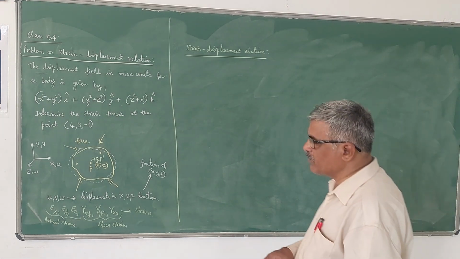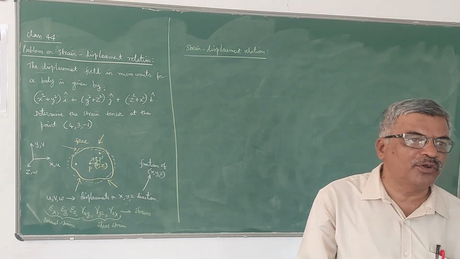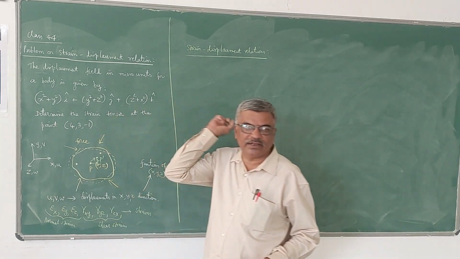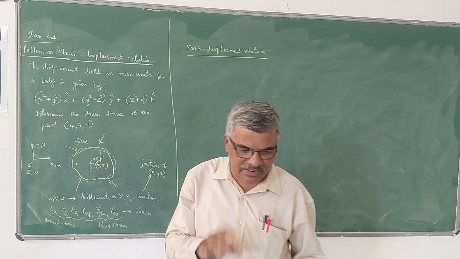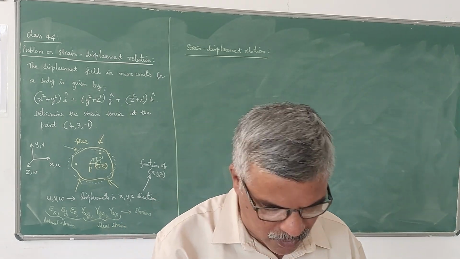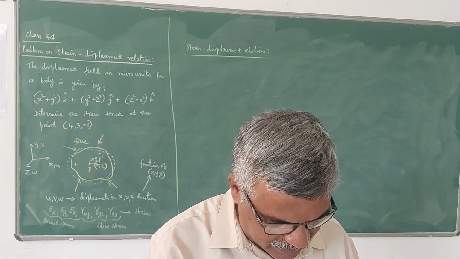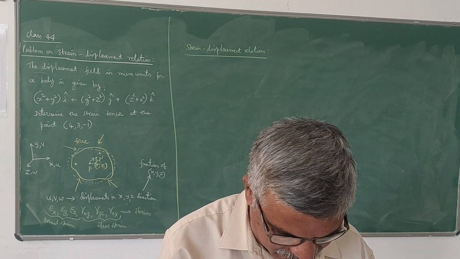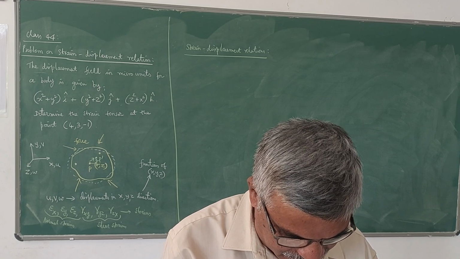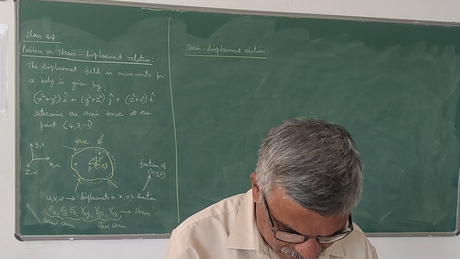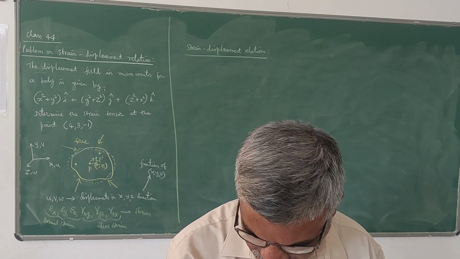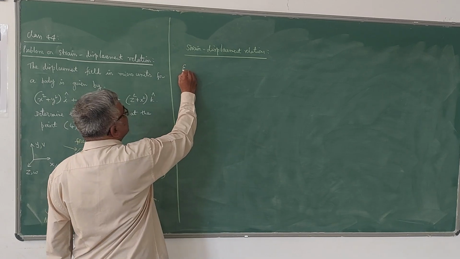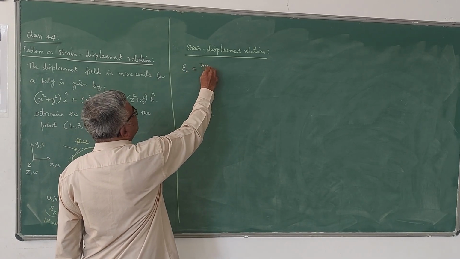Once you know u, v, w as functions of x, y, z, how do you find the strain components using the strain displacement relation? There are 6 relationships here. Because there are 6 strains, you have 6 relationships between strain and displacement. The first ones are the normal strain component relationships, expressed like this. Epsilon x is dou u by dou x.